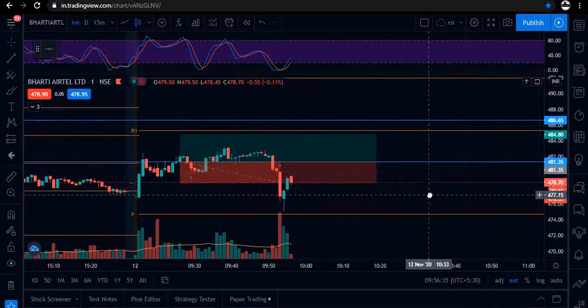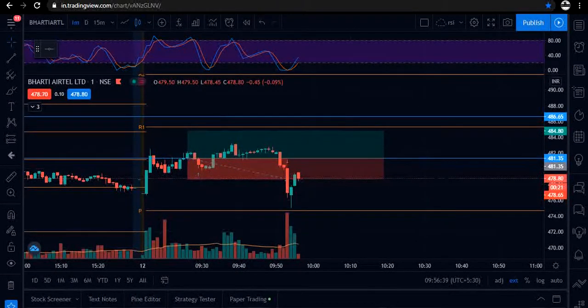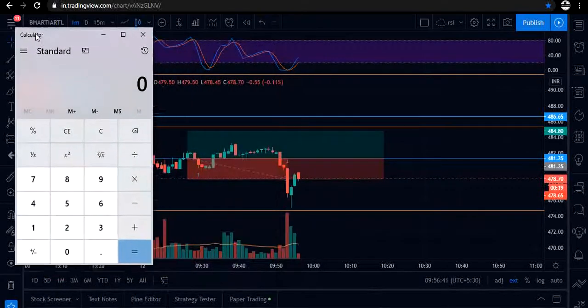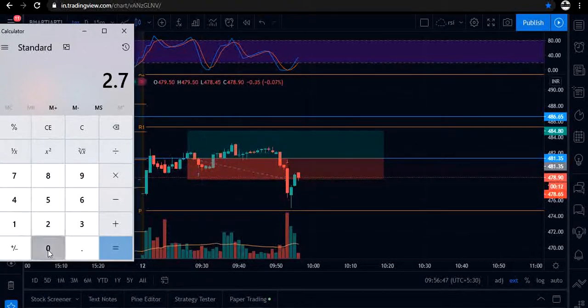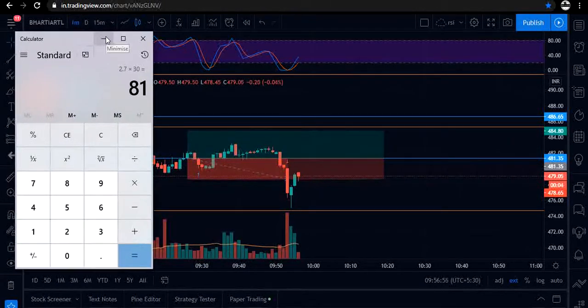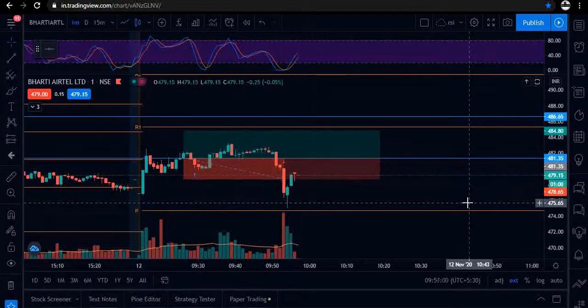Let's calculate our loss in Bharti Airtel which we have booked today. Our total stop loss points were 2.70, and our quantities were 30. So our today's total loss in equity segment is 81 rupees traders, and we are waiting for our trade in option selling.